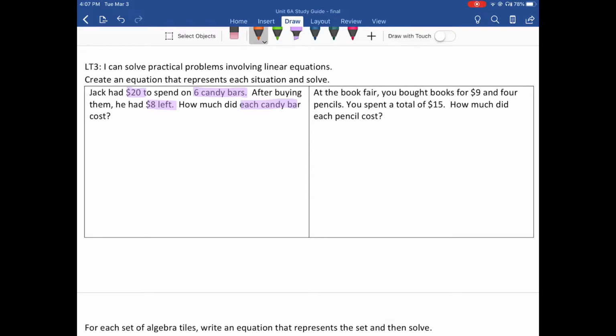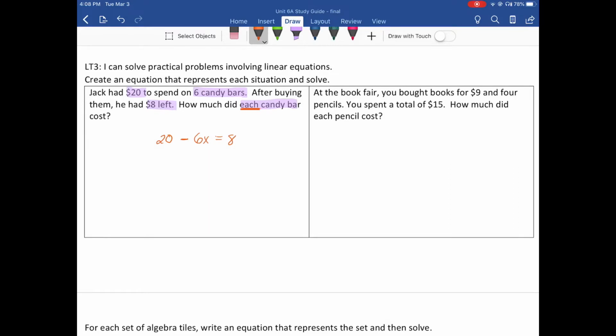So whenever we see that word each, that should be an indicator that we're going to have a variable. So if we have 6 candy bars, they cost however much each, that will be 6x. So our price will be multiplied by the amount that we have. And if he had $20 to spend, that's his starting amount, and you're taking away the cost of those candy bars. So you're going to subtract the 6x. And then the $8 that he has left is what remains once you do that left-hand side of the equation.